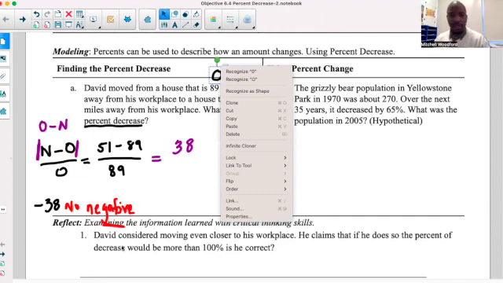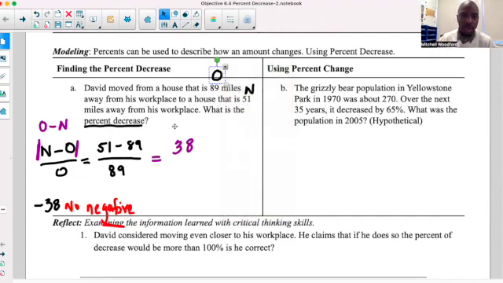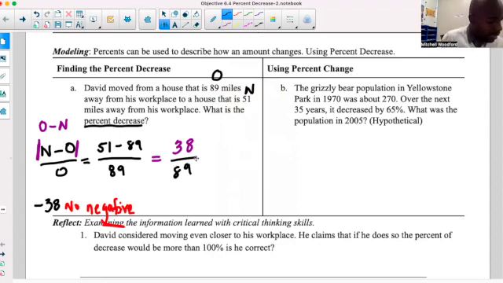So the original amount in this case is indeed our O. So in this case, O is our original amount. So I'm going to put this over 89. So 38 divided by 89. That's going to give us this decimal of 0.4269. Let me just stop there, 0.4269.